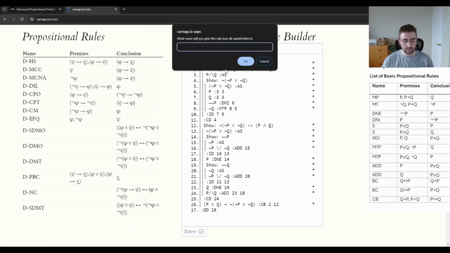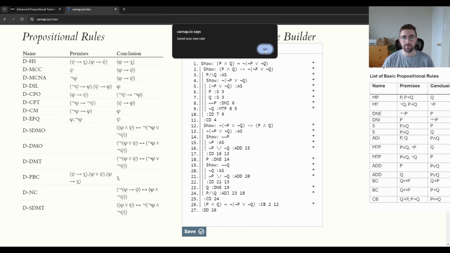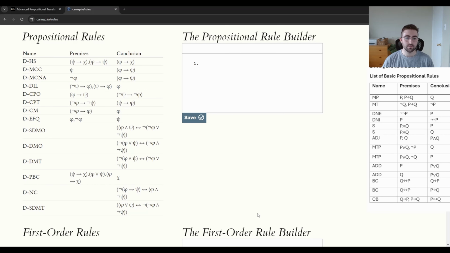Save it. This one I call substitute De Morgan 1, so SDMO. There you go, that's the first one. All right, so now let's do De Morgan's 1.